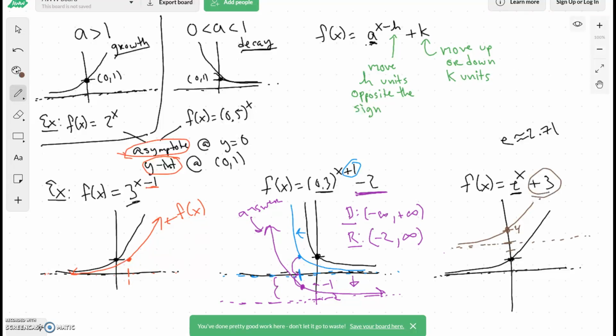If you wanted to do domain and range, remember domain is still all real numbers, from -infinity to +infinity. What about the range? In this case, where does the graph start? The brown graph starts now at 3, because that's where the asymptote is, at 3, and then it goes all the way to infinity. Okay, so there you go.